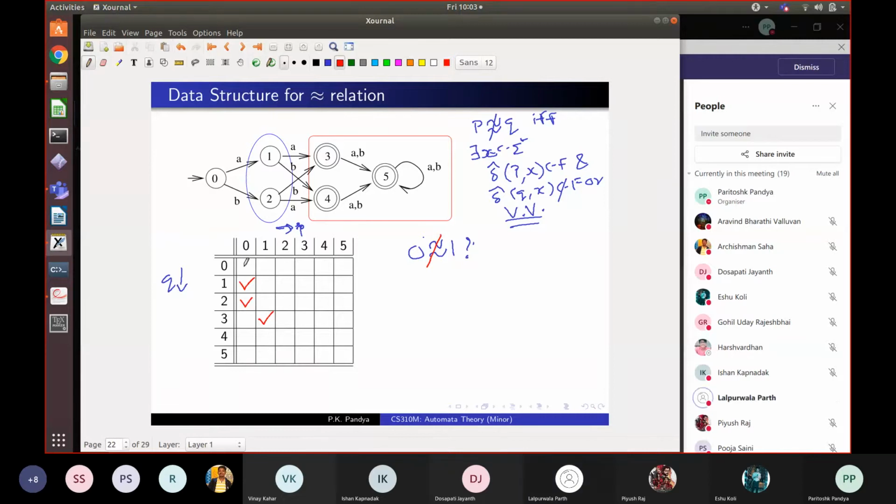Right. So on all these diagonal elements, we will put a dot. We don't need to do any analysis to determine whether they are equivalent or not. So diagonal entries are all equivalent, right? And remember that this equivalence relation is symmetric. If P is equivalent to Q, this implies Q is equivalent to P, right? So the status of 0, 1 is same as the status of 1, 0.